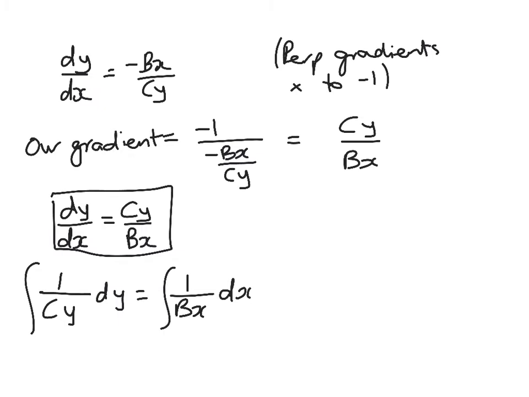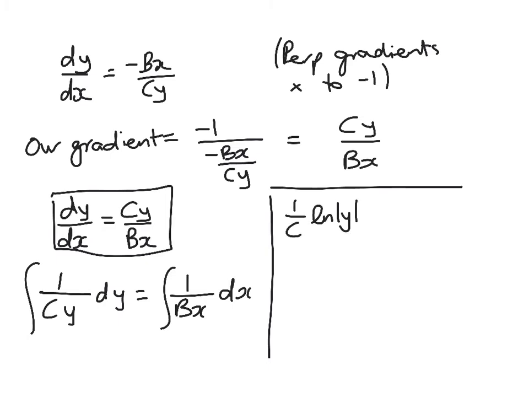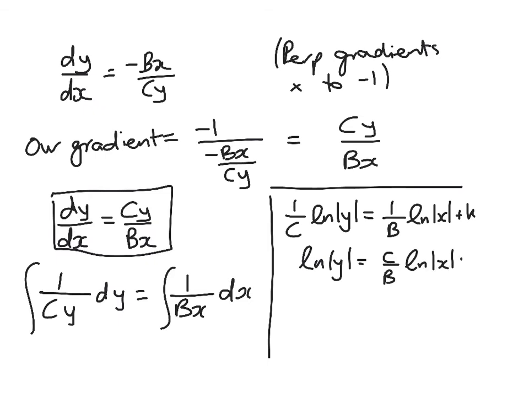So on the left hand side, that integrates to give me 1 over c log y. And on the right hand side, it integrates to give me 1 over b log of x, and I'll call it plus k. You could have little c and big C, but that's a bit mucky. Right, now let's reorganise. So we get the log of y is equal to c over b times the log of x plus my constant of integration.